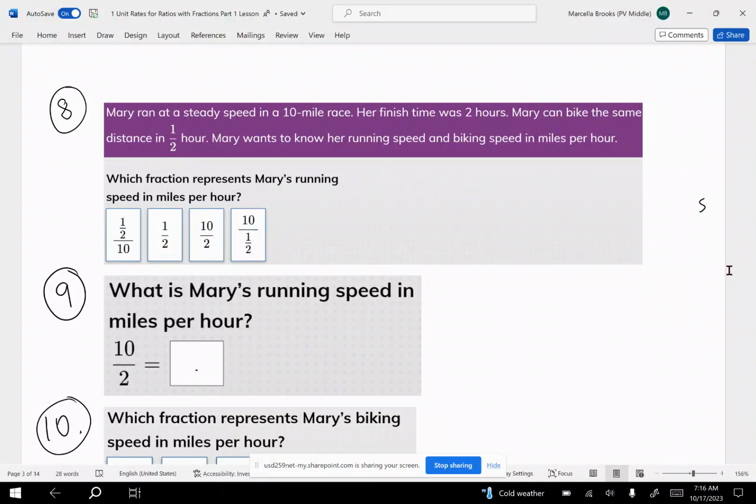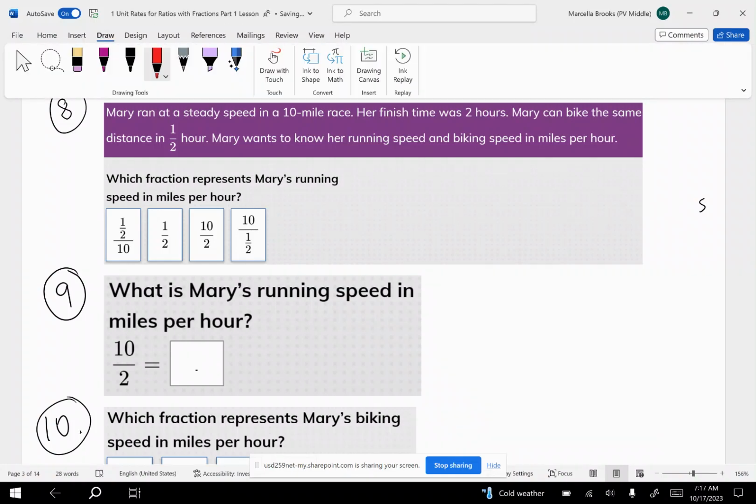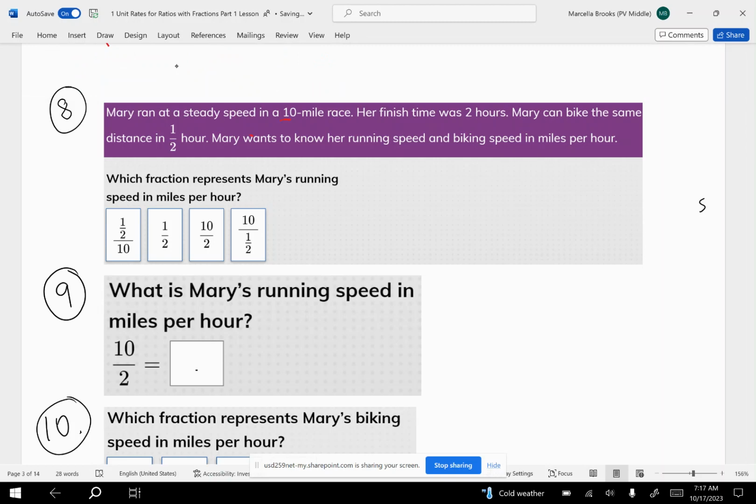Okay, so number 8. Mary ran at a steady speed in a 10-mile race. Her finish time was 2 hours. So that's the rate they give us right away. So let's go ahead and underline that. So 10 miles in 2 hours. So that's her given rate. I'm going to say GR running.